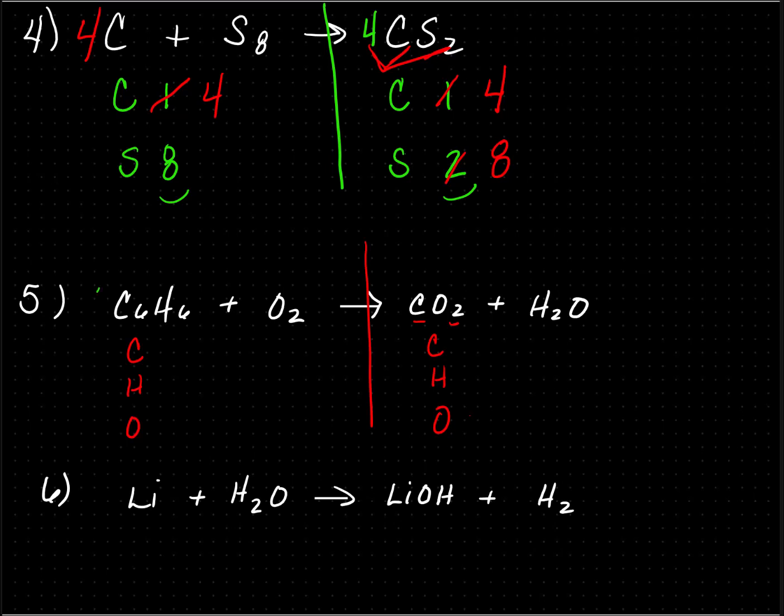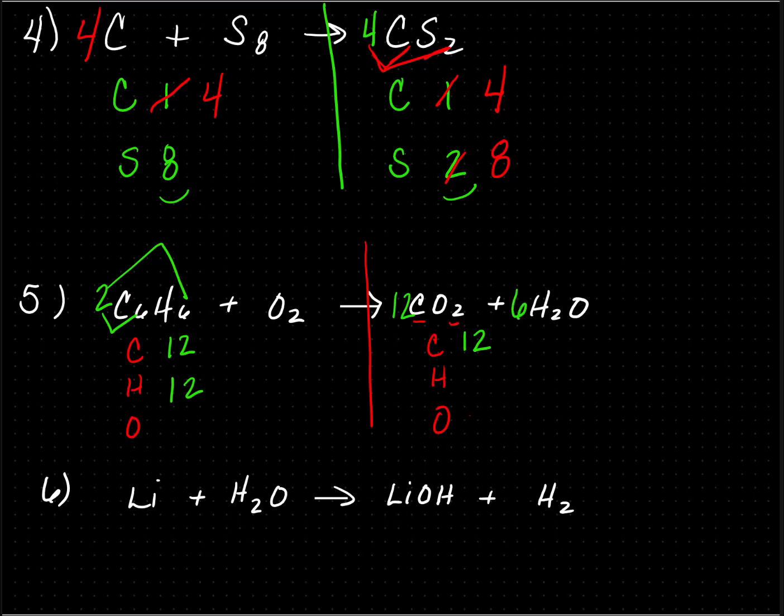That gives you 12 carbons. This gives you 2 times 6, which is 12 hydrogens. And I'm going to do the same thing on the opposite side. So in order to get 12 carbons, I need a 12 in front. That's 12 carbons. To get 12 hydrogens, I need a 6 in front. 6 times 2 is 12.